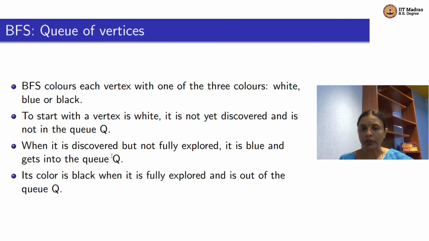When it is discovered, but it's not yet explored fully, it is colored blue and put into the queue. Eventually, when its adjacency list is explored, its color will become black and it's removed from the queue. So this is the queue that we maintained through this example. So this is the example that I'm trying to illustrate for you. I hope this is clear.